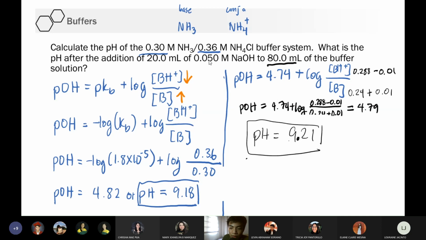Then take note na kapag nagbago yung volume ng solution, you have to adjust all the concentrations. Atong 0.36, i-adjust mo yung concentration to the new volume. Ang new volume natin ay 20 ml plus 80 ml. So we get this. Atong 0.30, adjust mo yan to your new volume. So we get 0.24 molar. Then plus minus kung ano yung dinagdag mong species. Kapag base yan, idadagdag mo yan sa base. Kapag acid yan, idadagdag mo yan sa acid.